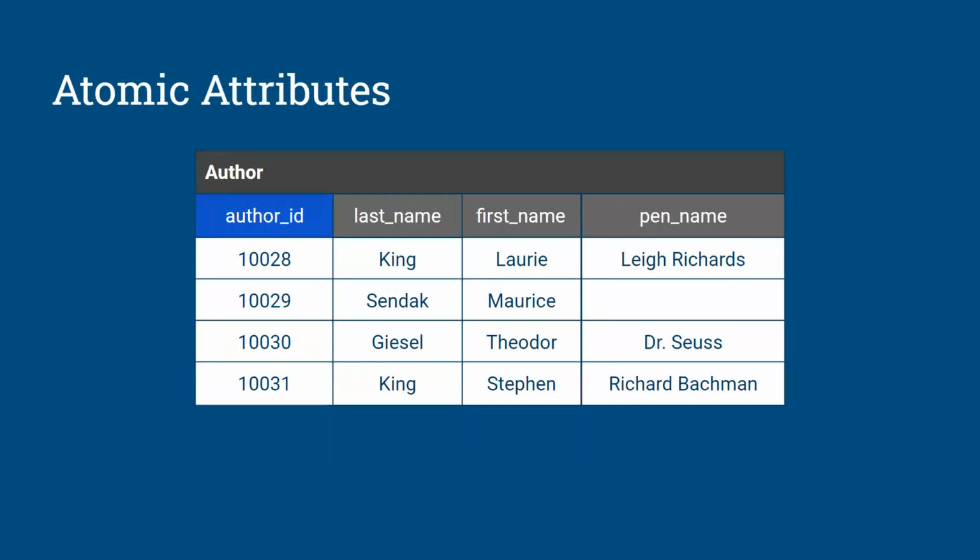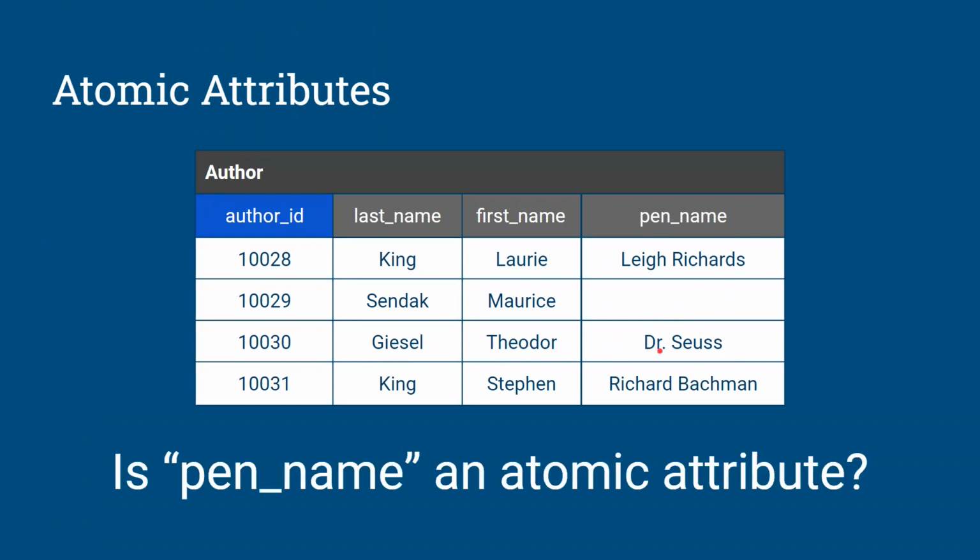Now let's look at pen name. So we've got author ID, first name, last name, and pen name. Theodore Geisel's pen name is Dr. Seuss. What do you think? Is pen name an atomic attribute? I'd say in this case, yeah. You jumped there pretty quickly. Yeah, I think so too.